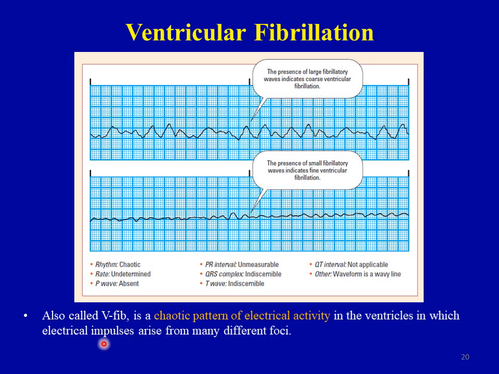which electrical impulses arise from many different foci in the ventricles. It produces no effective ventricular contraction, and therefore there is no cardiac output, and this is the major problem. So the cardiac output will be very low, and this will compromise the blood flow and lead to death.